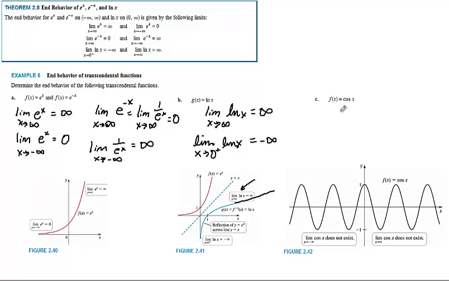Another one that's a little different, let's look at the limit as x goes to infinity of cosine x. I see that as x gets larger and larger, the cosine just continues to oscillate, and it's not going to any one value, it's not going to infinity, it's not going to a number, so this limit does not exist. And same for the negative end. The limit as x goes to negative infinity of cosine x does not exist.